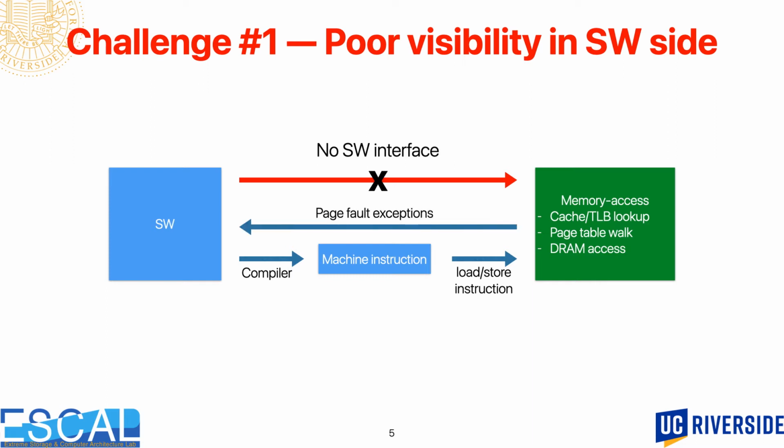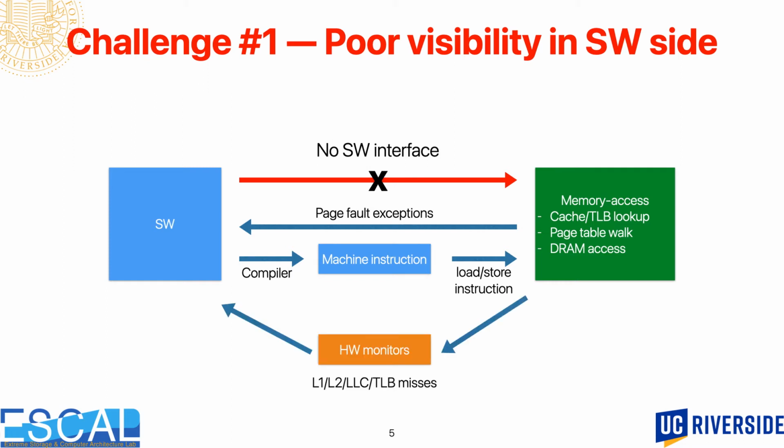One point where software can get information about memory access is page faults. However, page faults are not a complete metric for memory access. The occurrence of page faults is not prevalent compared to other memory events such as cache or TLB misses. In addition, handling page faults causes significant software overhead. For this reason, we need to get help from hardware monitors. Hardware monitors collect hints of memory access such as cache or TLB misses, and software can fetch that information from hardware. That means this information is visible to the software.